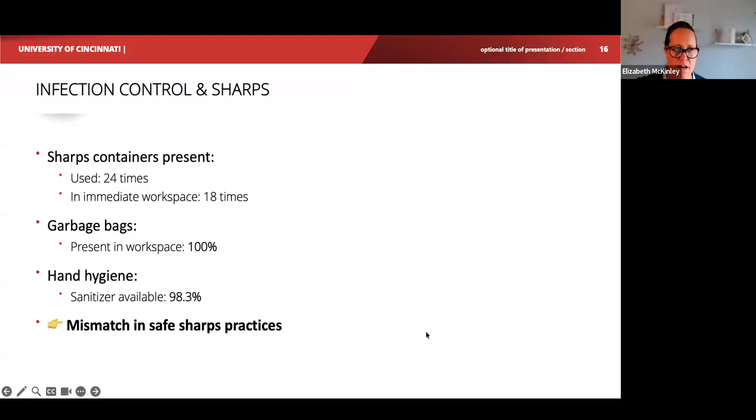Oddly, they always said that a garbage bag was present. Again, that goes back to what's present. Was it in the kitchen? Was it right there next to you working? And hand sanitizer was available 98% of the time.